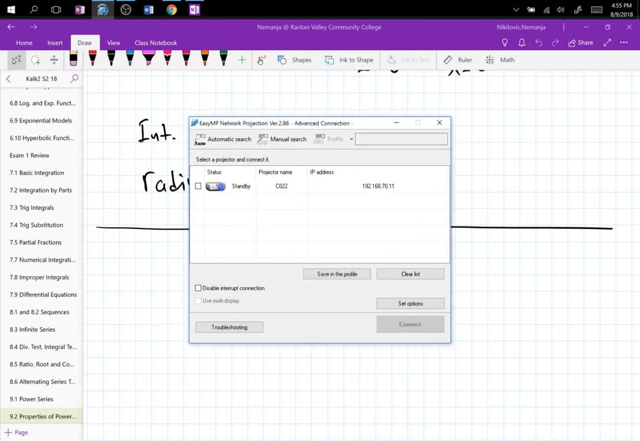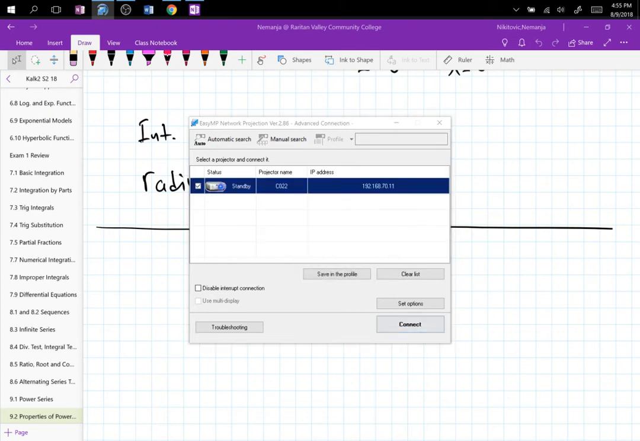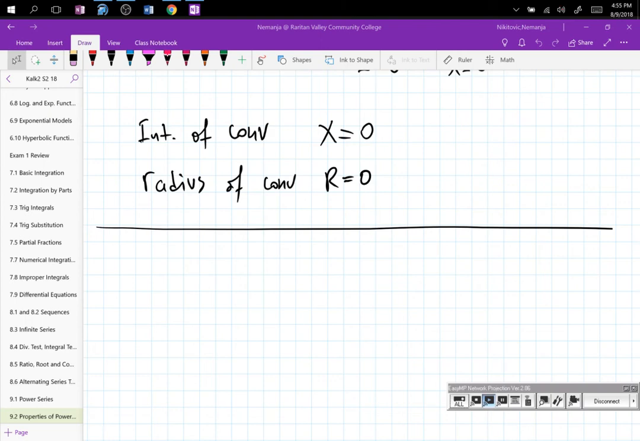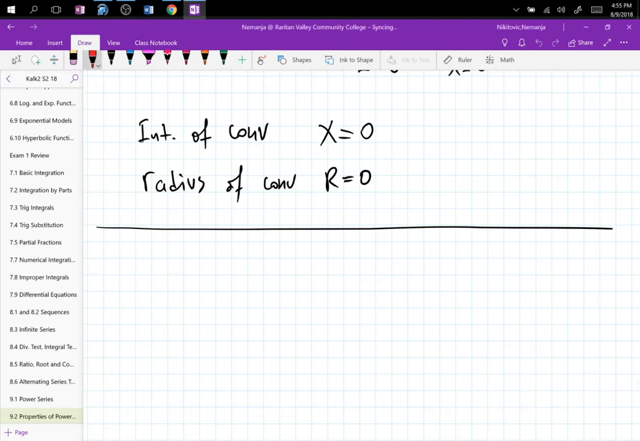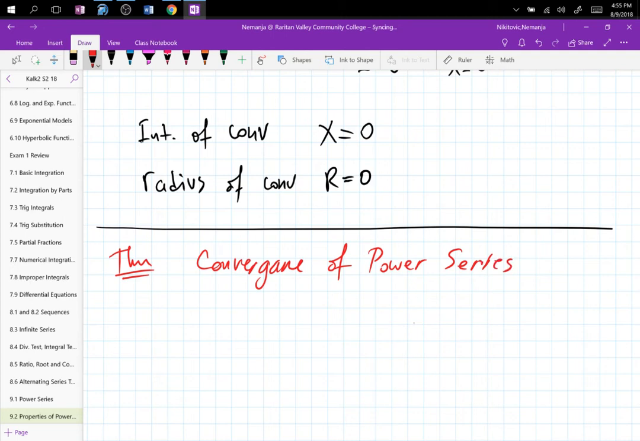So now I'm going to state a theorem. So we're going to take a look at the convergence of power series. So as a theorem. Convergence of power series. It's 9.3.